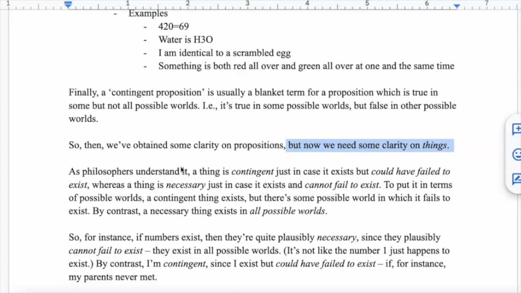Whereas a thing is necessary just in case it exists and cannot fail to exist. To put it in terms of possible worlds, a contingent thing exists, but there's some possible world in which it fails to exist. By contrast, a necessary thing exists in all possible worlds. So, for instance, if numbers exist, then they're quite plausibly necessary, since they plausibly cannot fail to exist, right? They exist in all possible worlds. By contrast, I'm contingent, since I exist, but I could have failed to exist, if, for instance, my parents never met.